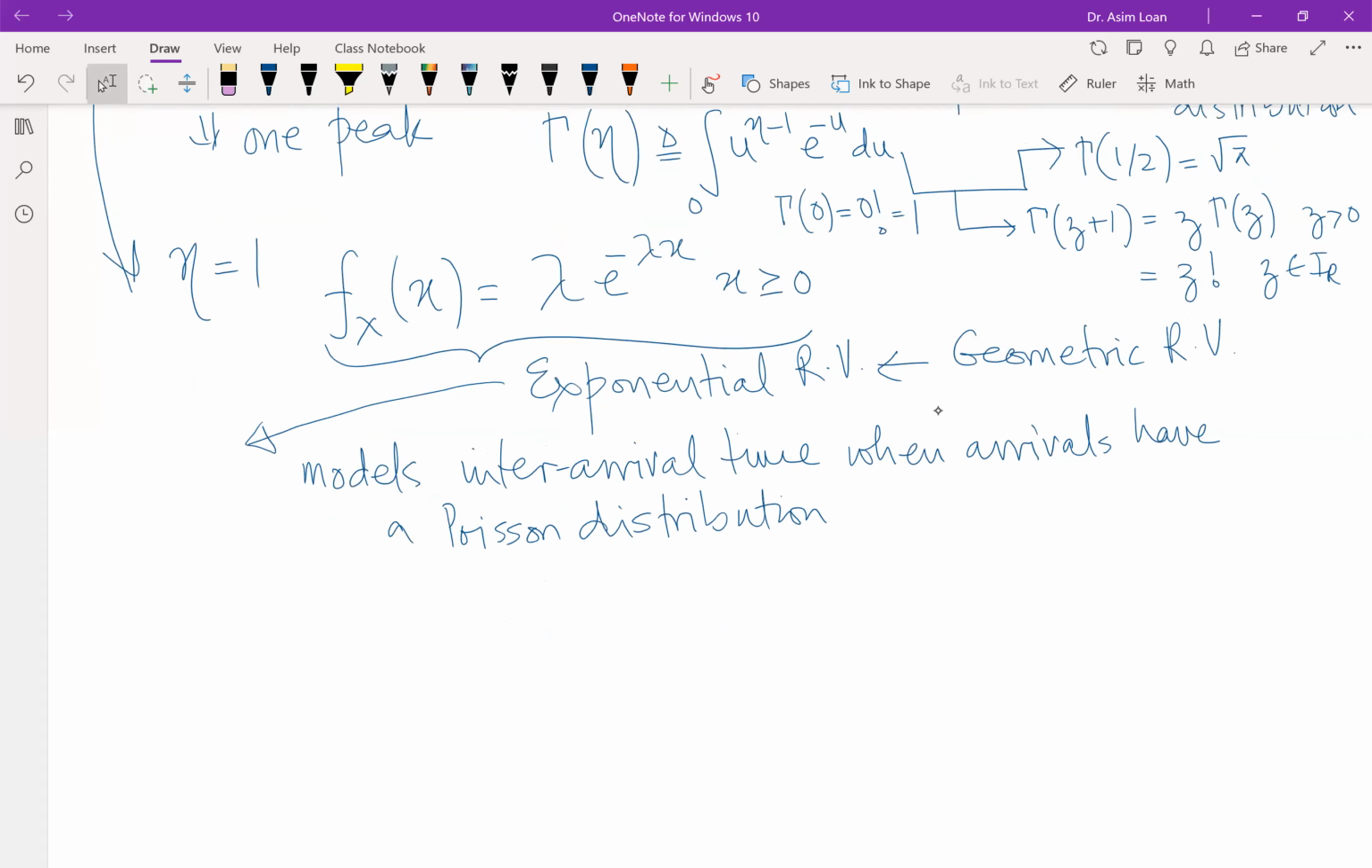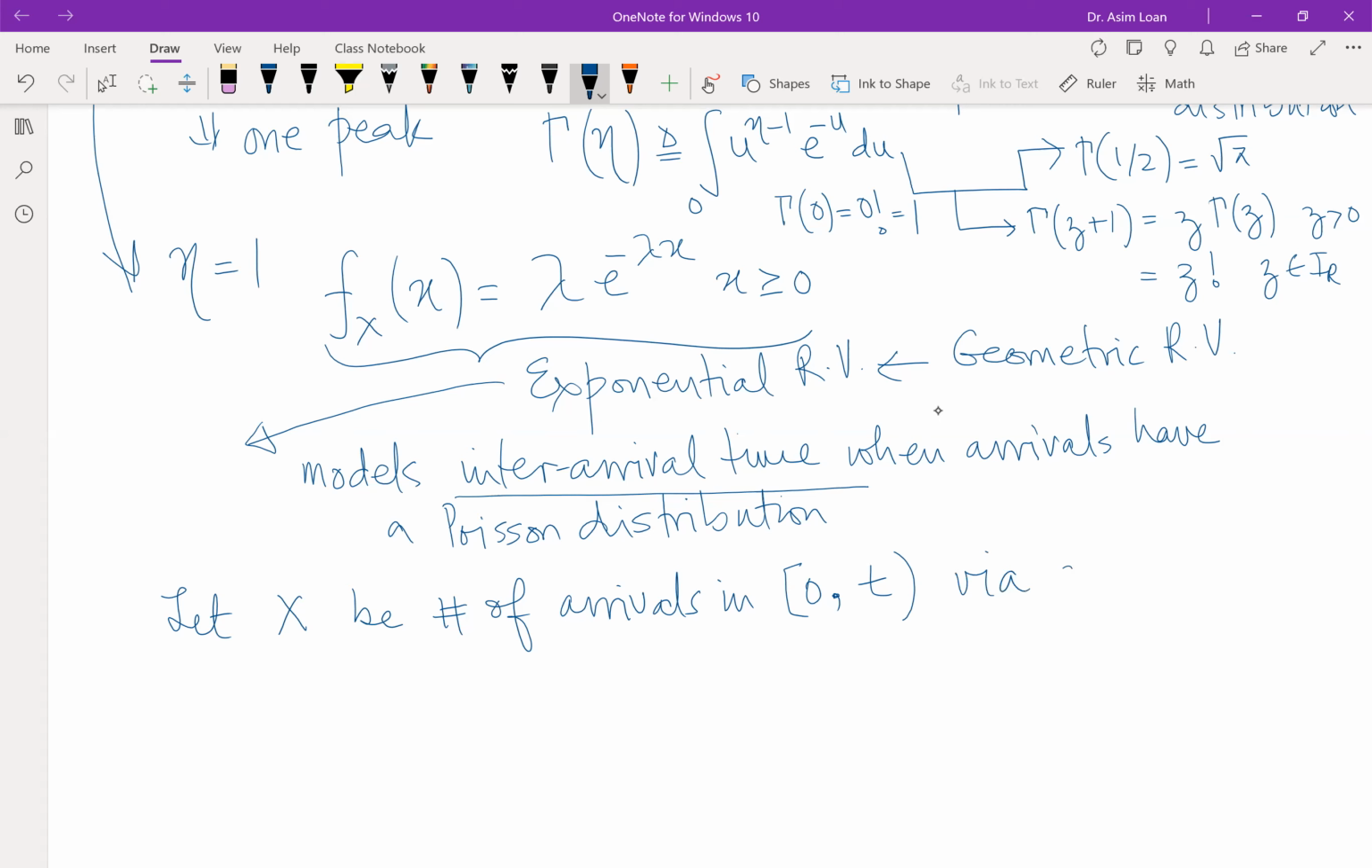I'll quickly show you why we say the inter-arrival time is exponentially modeled. Let x be the number of arrivals in the interval 0 to t, and assume x has a Poisson distribution.